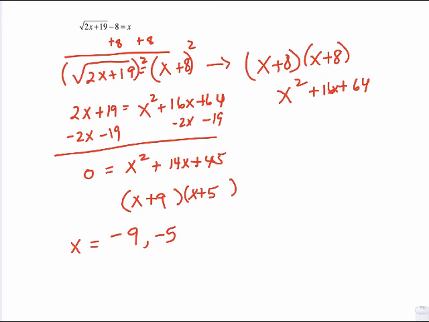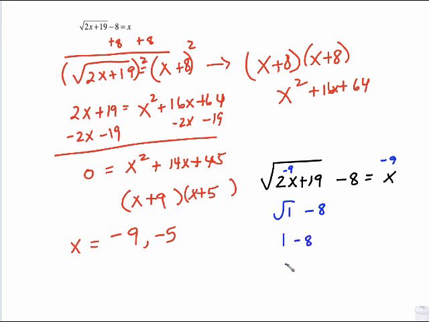So to check, we go back to the original equation before we moved the 8. 2x plus 19 minus 8 equals x. So we start by plugging in a negative 9 right here and a negative 9 right here. 2 times negative 9 is negative 18, plus 19 is 1. So this is the square root of 1 minus 8. Square root of 1 is 1. Minus 8 is negative 7, which does not equal negative 9. So the negative 9 will be tossed out.